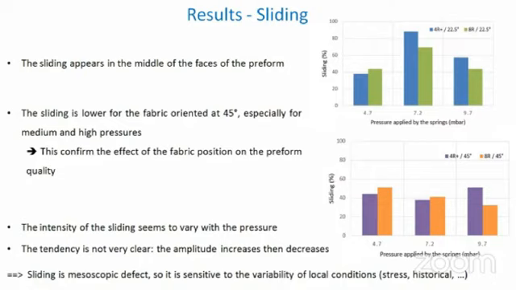The intensity of the sliding seems to vary with the pressure, but the tendency is not very clear. The amplitude increases, then decreases. Sliding is a mesoscopic defect, so it is sensitive to the variability of local conditions. Shear: we have here the shear in the different orientations and different configurations.